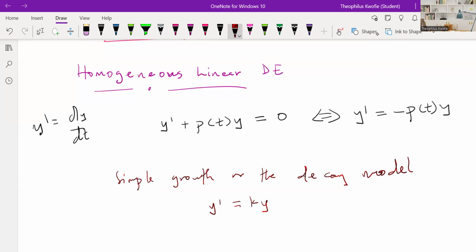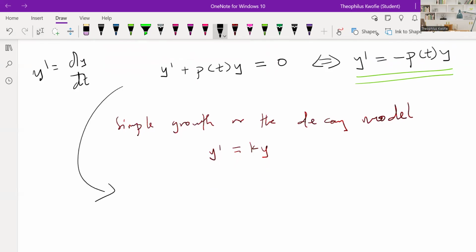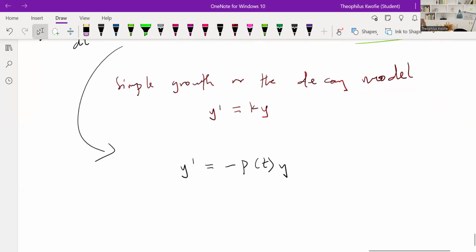Now, since the first order homogeneous linear equations are separable, like the case of this, it means we can write them in the usual way, as I've underlined here. So the first order differential equation can be written this way because it is separable, in other words.